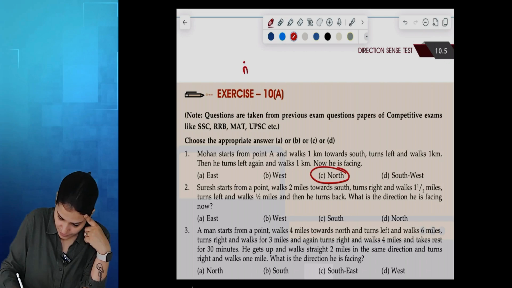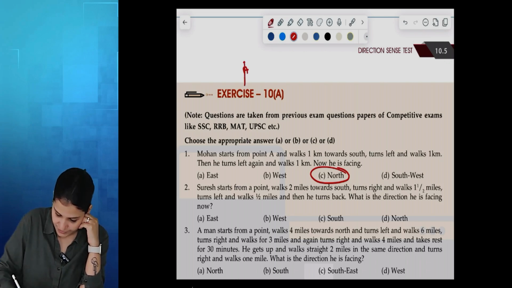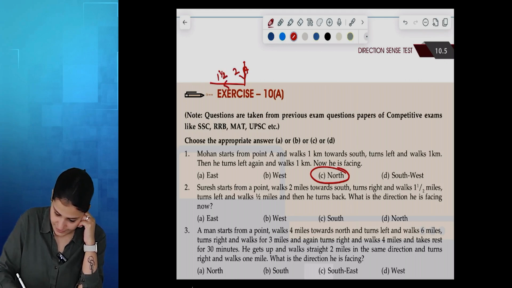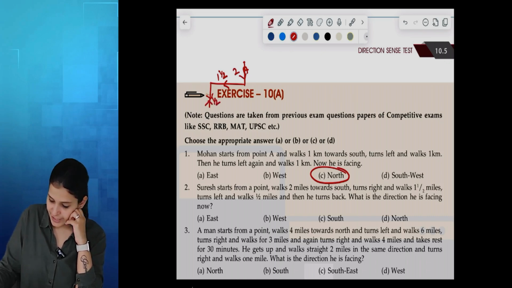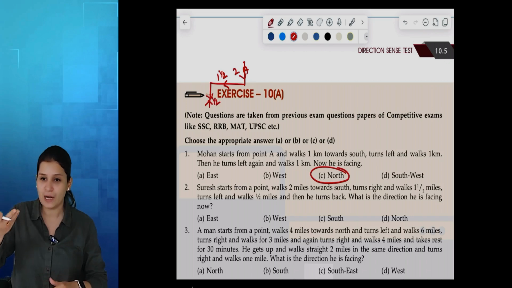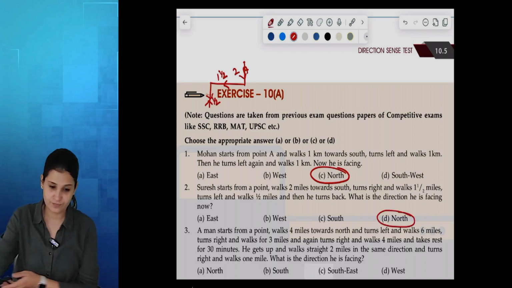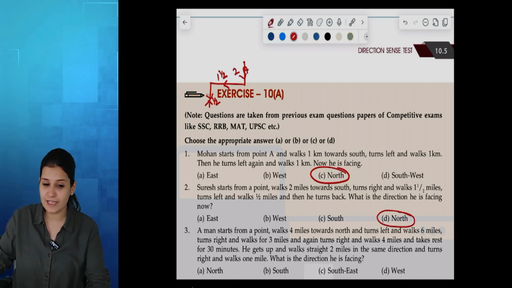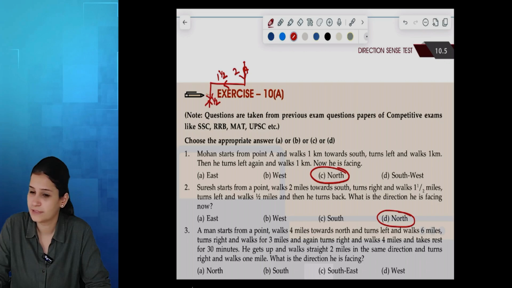Suresh starts from a point, walks 2 miles towards south, turns right and walks 1.5 miles, turns left and walks half a mile. Then he turns back. Which direction is he now facing? He was actually facing downwards, but since he turned around, he is now facing upwards. So he is facing north. If he had not turned back, he would have been facing south. Done? Yes, ma'am.